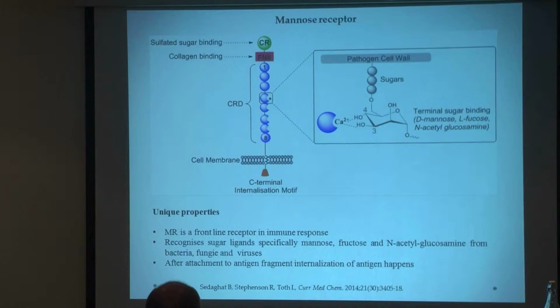This receptor has unique properties. It has different domains in its structure. It has 8 carbohydrate recognition domains, which mostly recognize mannose on structures, especially carbohydrate recognition domain number 4. And it has some other parts that have already been studied for their binding ability.